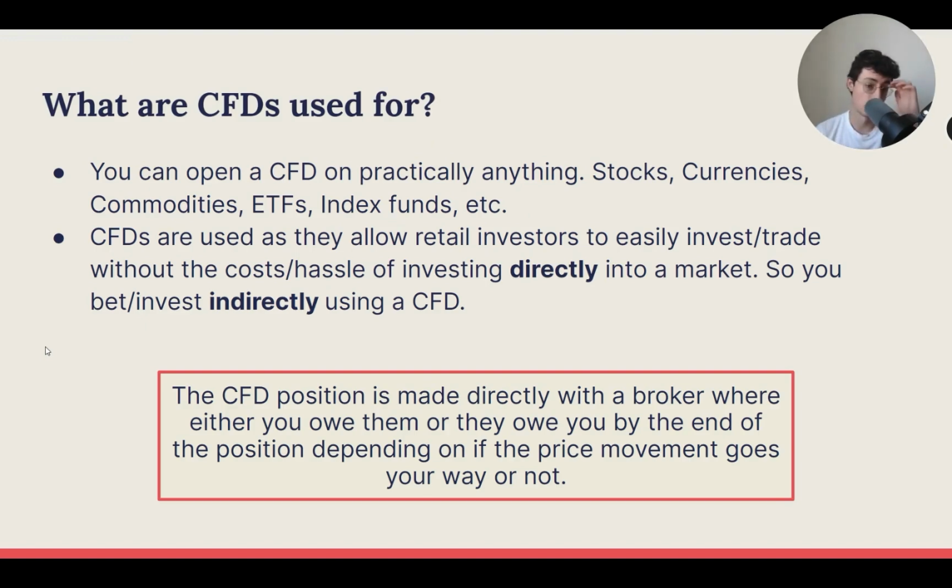CFDs also allow you to do fractional investing. Let's say the price of an Apple stock is $2,000, and you only have $100. Normally, you would not be able to buy that Apple stock because you don't have enough to buy a whole share. Via a CFD, you can get around that and just bet on the general price movement, so you can still invest with $100. The CFD position is made directly with a broker instead of with the market or by buying the asset outright, where either you owe them money or they owe you money by the end of the position, depending on whether the price movement goes your way or not.